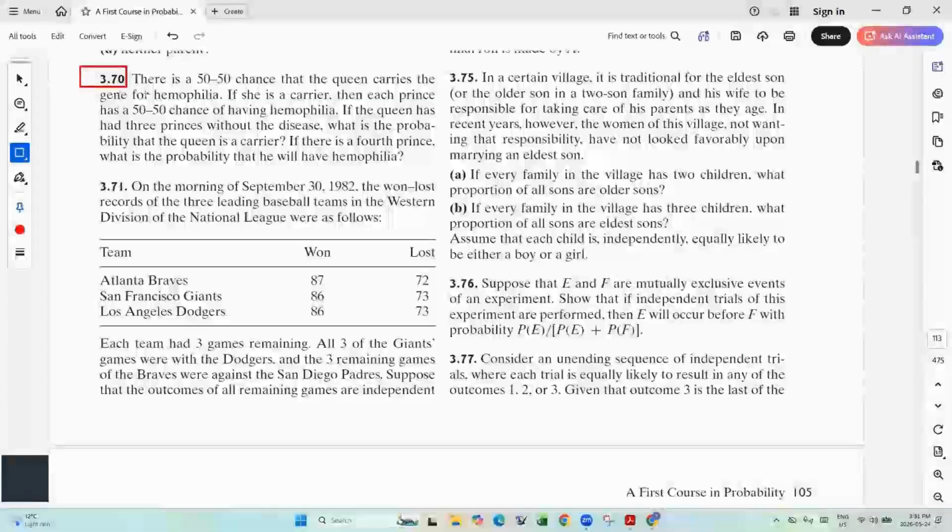Problem 3.70. There is a 50-50 chance that the queen carries the gene for hemophilia. If she is a carrier, then each prince has a 50-50 chance of having hemophilia. If the queen has had 3 princesses without the disease, what is the probability that the queen is a carrier? If there is a 4th prince, what is the probability that he will have hemophilia?